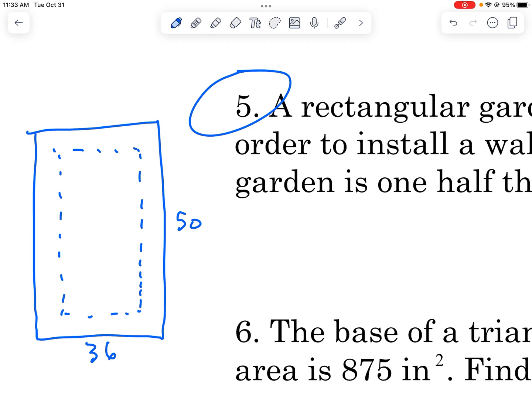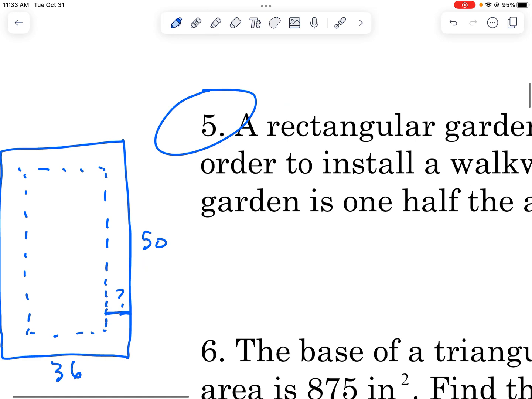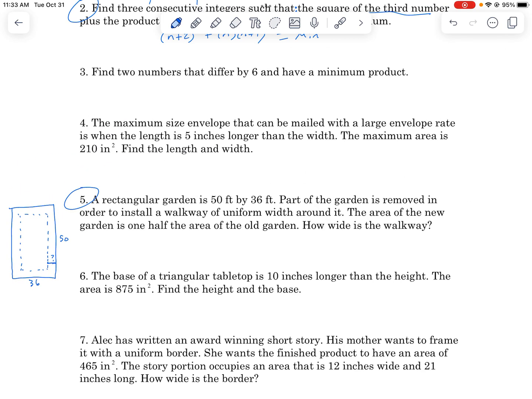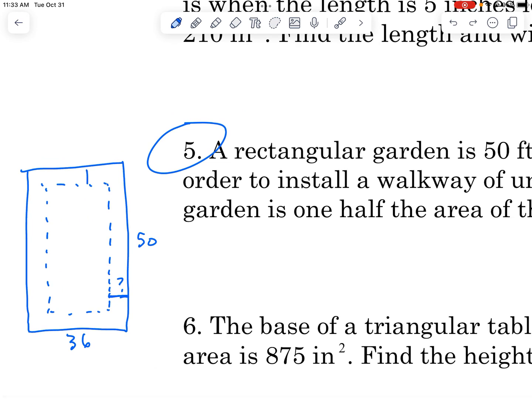Well, how wide is that sidewalk? It doesn't actually tell us how wide it is. It just says it's uniform. That means it's going to be the same all the way around. So this distance here is going to be the same. This is going to be the same as that. That's also going to be the same.